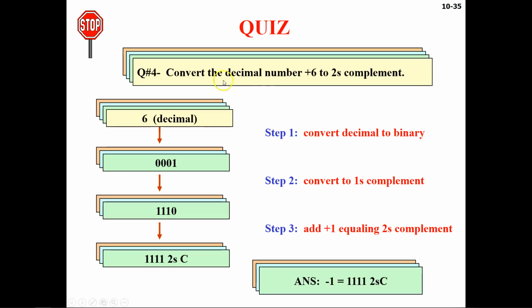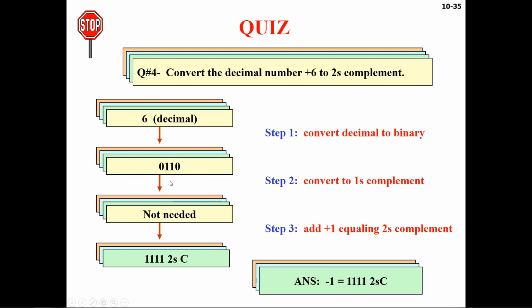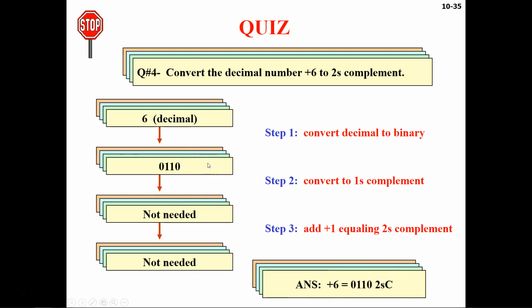Now next we have to convert the decimal number +6 to 2's complement. Actually, 2's complement you use for a negative number only. With +6 you can directly convert. So 6 will be your 0110 in 2's complement. You do not need to do the 1's complement, and even adding the 1 is not needed. So this directly represents your +6, where this 0 represents your positive number and 110 is your 6. So answer is +6 is equal to 0110.